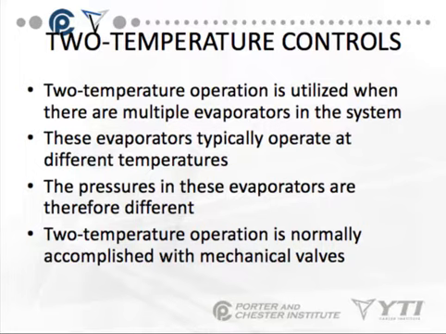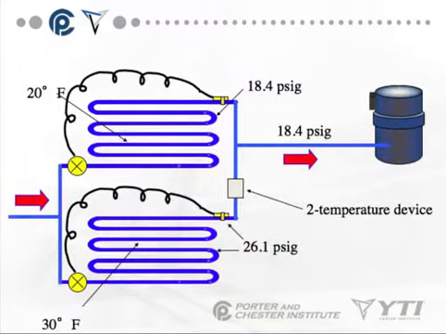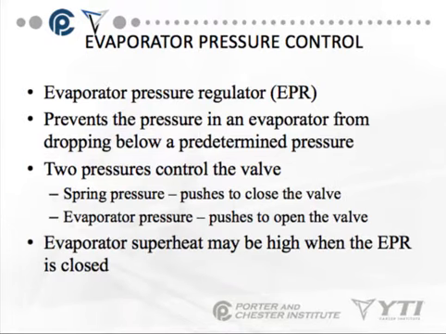Two temperature operation is normally accomplished with mechanical valves. Okay, here's an example of it. If you take a look at the top evaporator, it's at 20 degrees. The bottom evaporator is taken at 30 degrees. So we have 26.1 psi and 18.4. We know that there's a temperature pressure relationship between refrigerant and the outside temperatures. So what we use is called an evaporator pressure control, or EPR, evaporator pressure regulator. It prevents the pressure in an evaporator from dropping below a predetermined value.